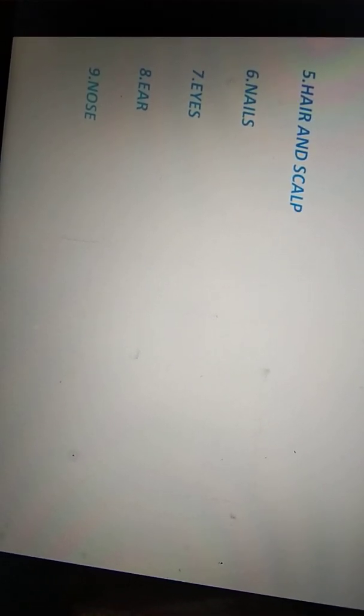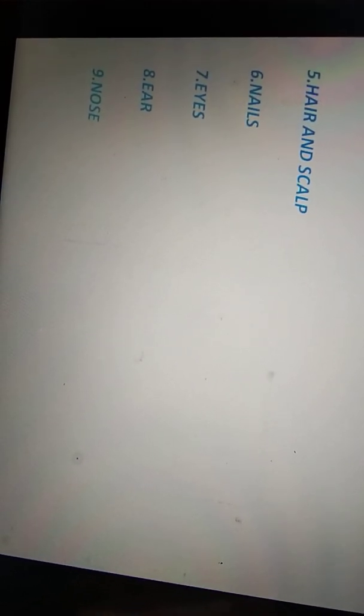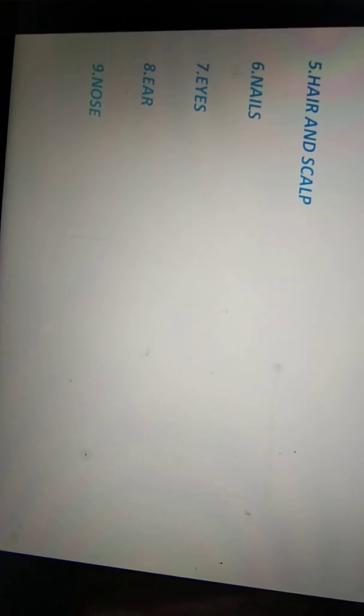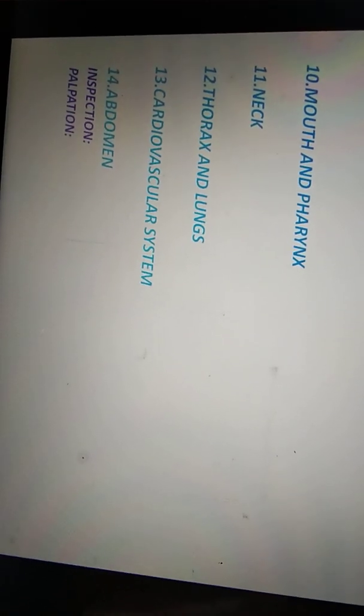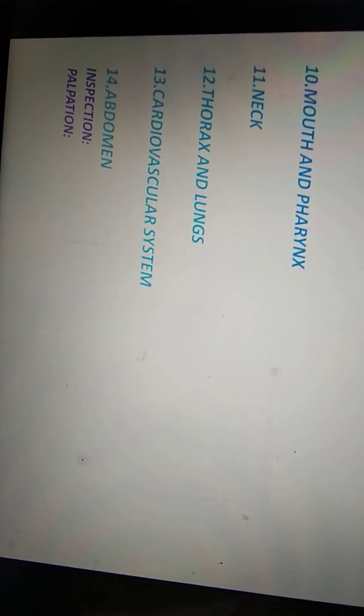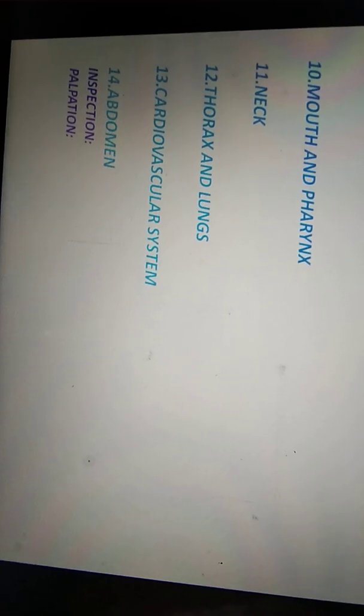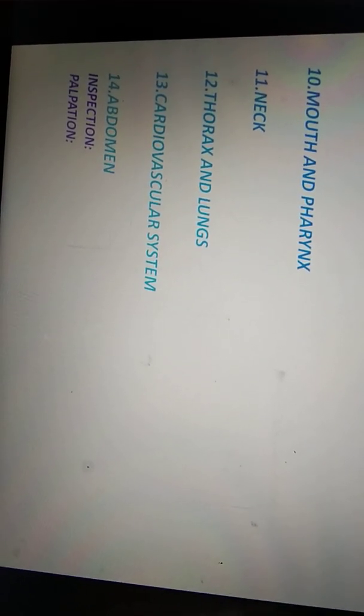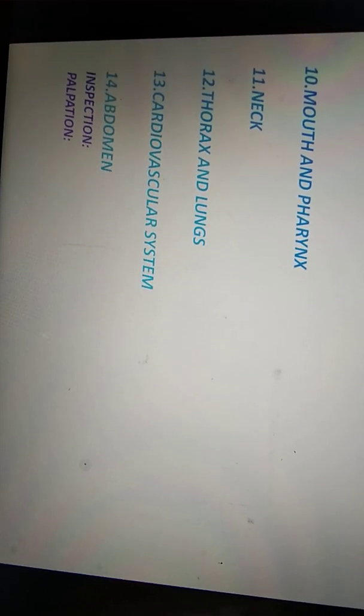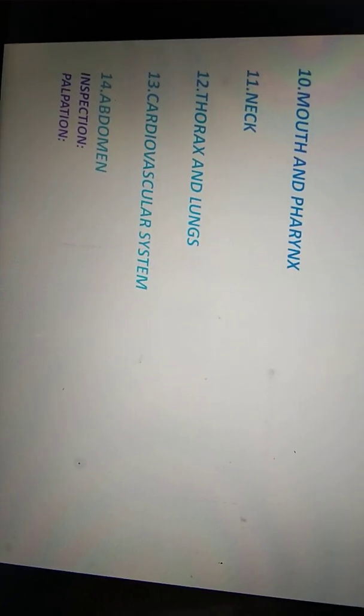Then the nose. There is no infection present, and there is no inflammation in the patient's nostrils. Then the mouth and pharynx, starting with the lips. Lips are normal, there is no deviation. The teeth are equally distributed. The gums are pink in color, there is no gingivitis, and no tonsils were found.